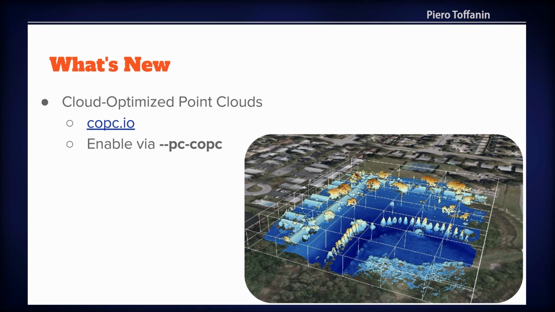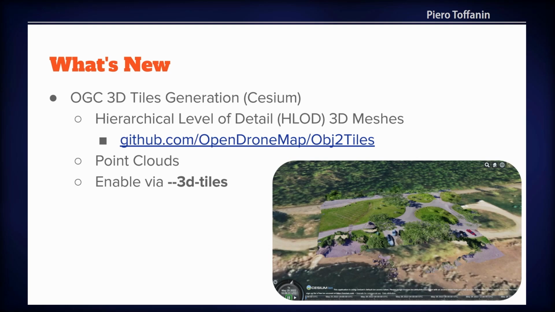We've added support for cloud-optimized point clouds. If you've seen Howard Butler's talk yesterday, this is an amazing thing for point clouds in general. If you don't know about COPC, go check it out. This is something that we have enabled in OpenDroneMap if you pass an additional option while you process your data. It will just generate the file for you, and then you can use it with all of your tools that have COPC support. We've also added support for generating OGC 3D tiles.